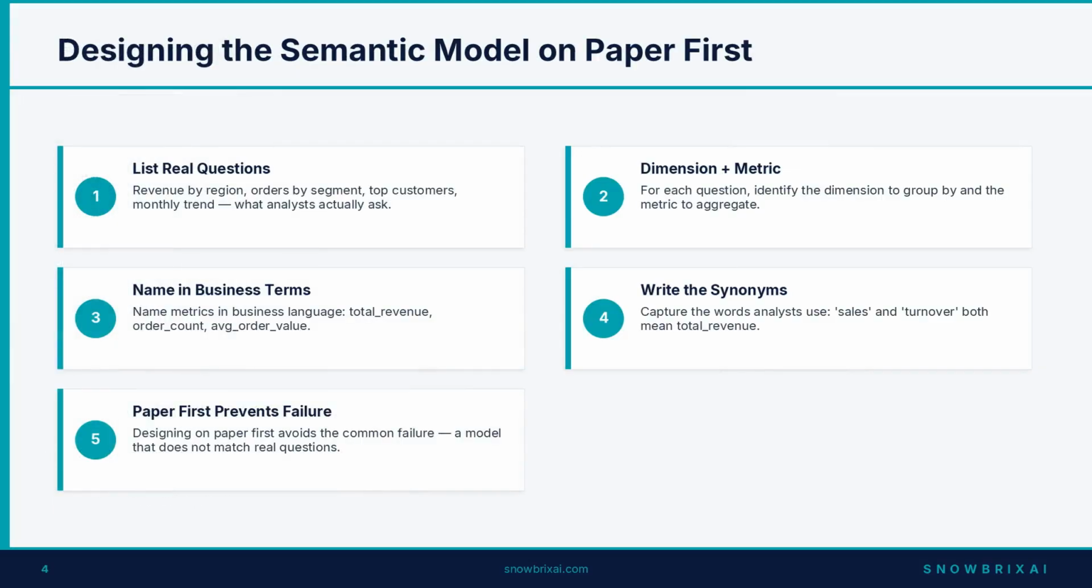So before any SQL, design on paper. List the questions analysts actually ask. Revenue by region, orders by segment, top customers, the monthly trend. For each one, name the dimension to group by and the metric to aggregate. Then name the metrics in business language: total revenue, order count, average order value. And write down the words analysts really use. Sales and turnover both mean total revenue. Design first and you dodge the most common failure, a model that does not match real questions.